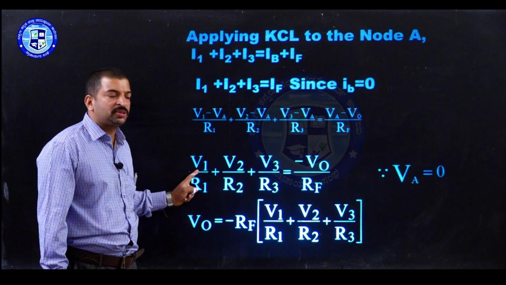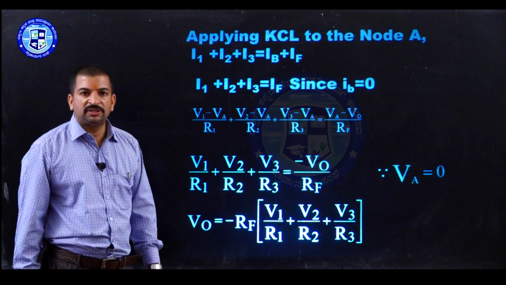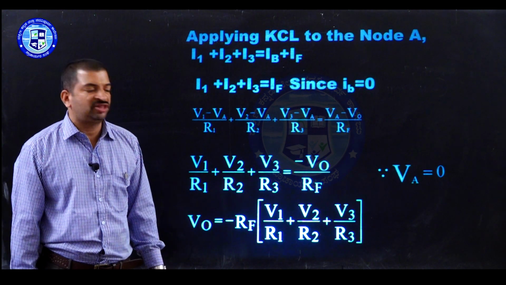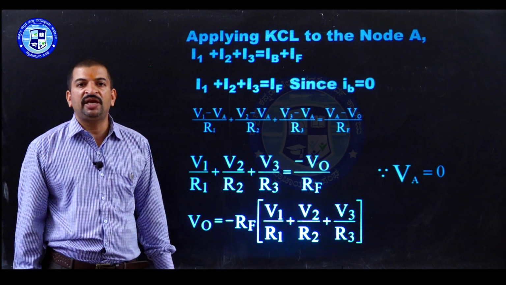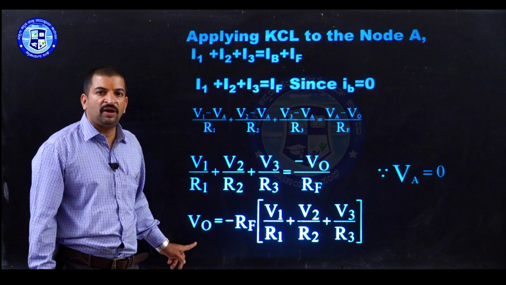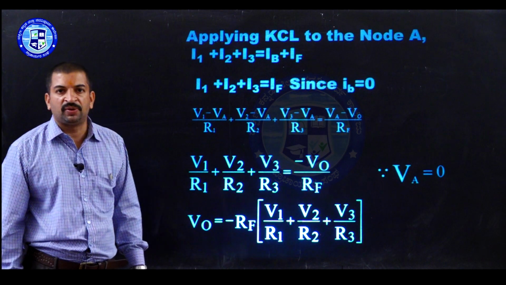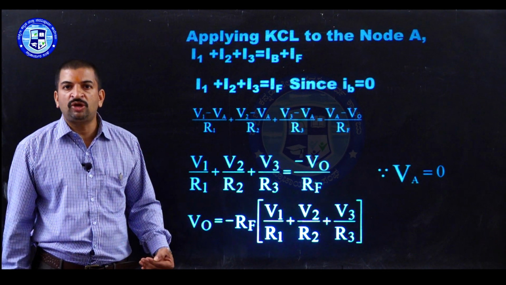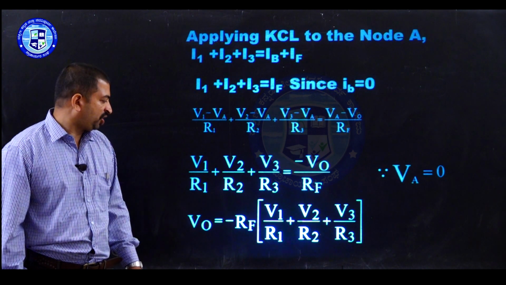Therefore, the equation becomes V1 by R1 plus V2 by R2 plus V3 by R3 equal to minus V0 divided by RF. Therefore, V0 is given by the formula V0 equal to minus RF into (V1 by R1 plus V2 by R2 plus V3 by R3).